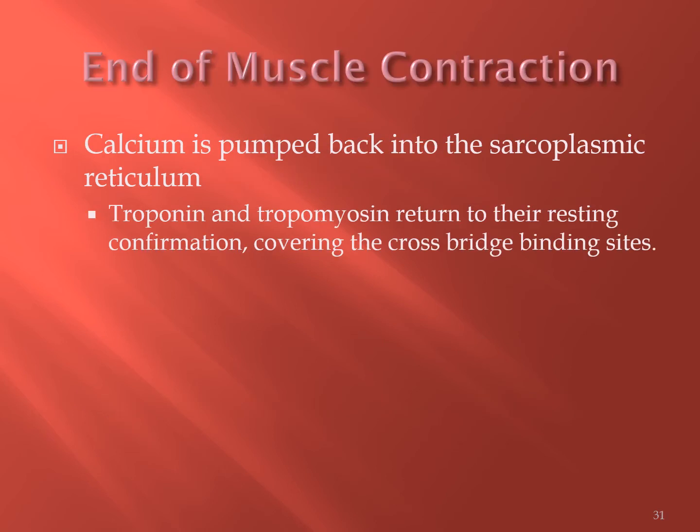Okay, so what happens when we want to end the muscle contraction? Again, we need to get calcium out of there because we know that calcium is what allows those binding sites to be uncovered. So if we can remove calcium from the situation, this will allow troponin and tropomyosin to return to their resting conformation and cover those cross-bridge binding sites, therefore preventing actin and myosin from having an interaction. And basically how this happens is calcium will be pumped back to the sarcoplasmic reticulum, which again is its storage bin or its place to keep stored.